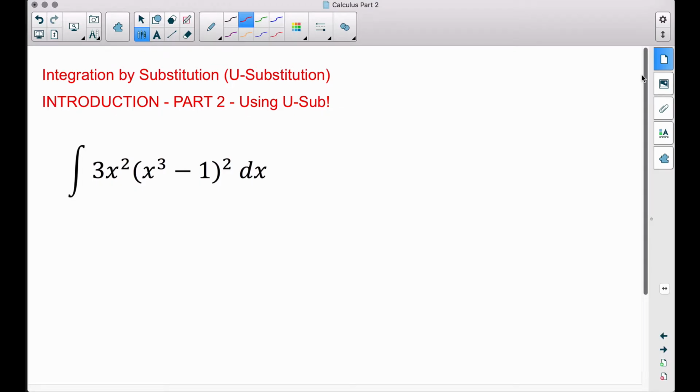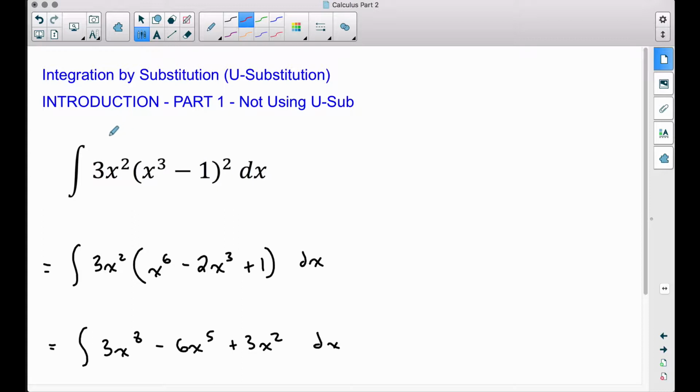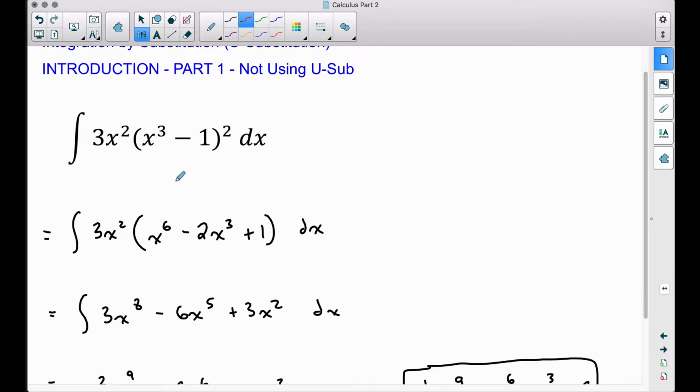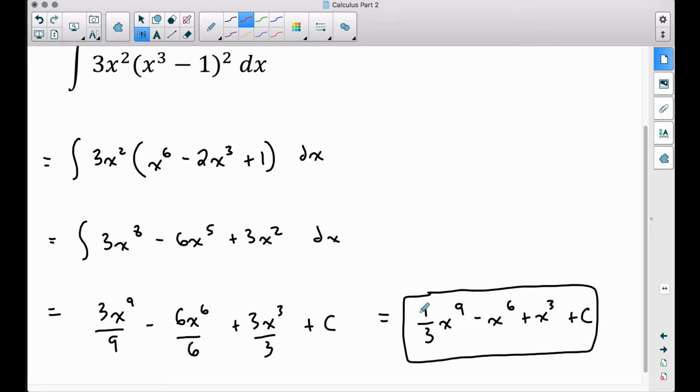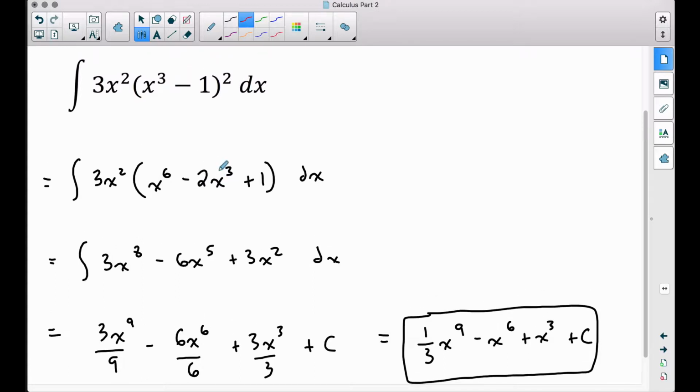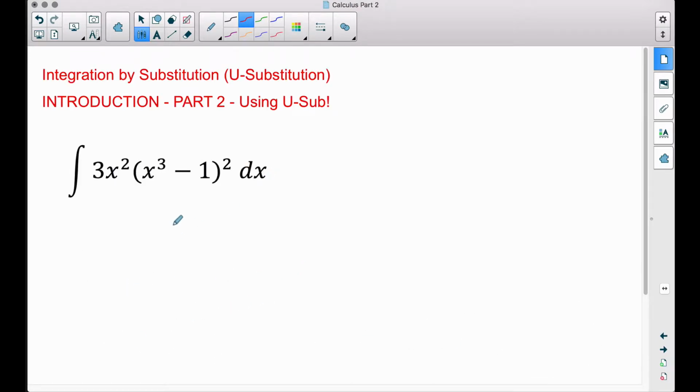In this video, this is part 2 to integration by substitution, typically called U-Sub or U-Substitution. In part 1, we worked this exact same indefinite integral out and we got this answer without doing any U-Substitution. We just did some algebra, a little bit of distributive property, and then we integrated this piece to get our final answer. Let's do the same problem using U-Substitution finally.